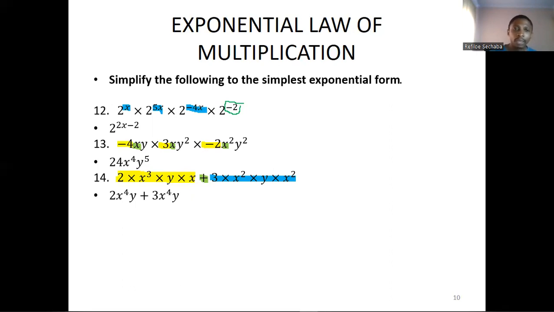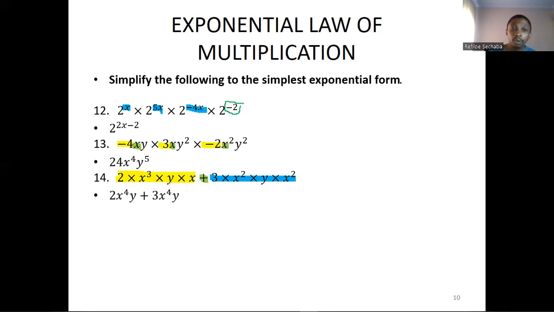Are you now aware that we are actually adding like terms? What makes them like terms? These two terms have the same variables, which is x and y, and the exponents of those variables are exactly the same. So they are like terms. Now, since they are like terms and we are adding, what is the process of adding like terms?